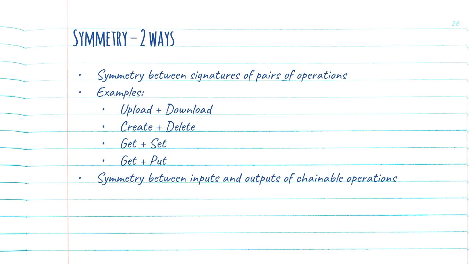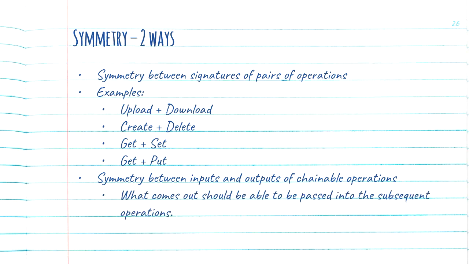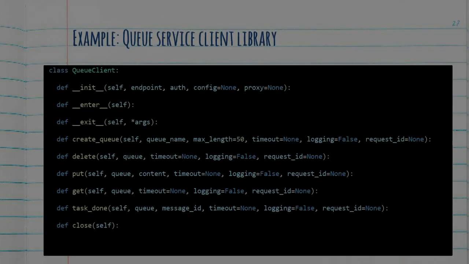Another form of symmetry is between inputs and outputs. A lot of operations will be chained together. A user shouldn't have to take the output of one function and then manipulate it and pull it apart in order to pass it into the next one. So what comes out of one function should be able to be passed directly into a subsequent operation.